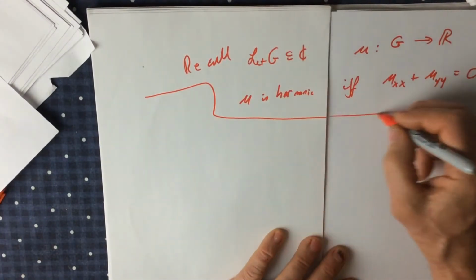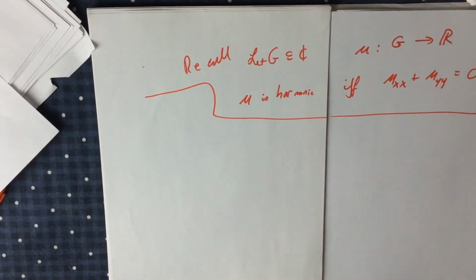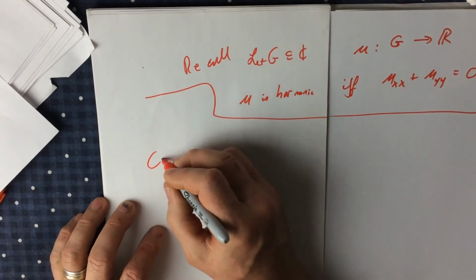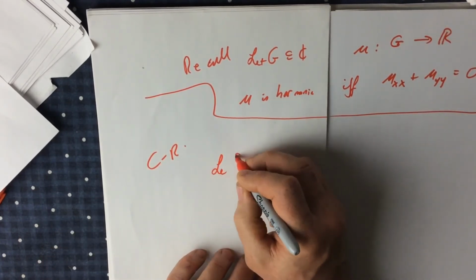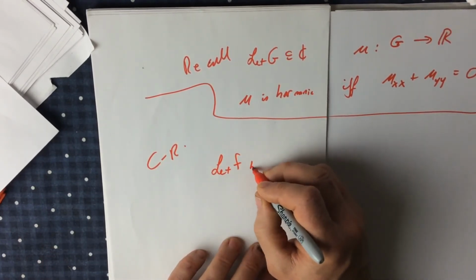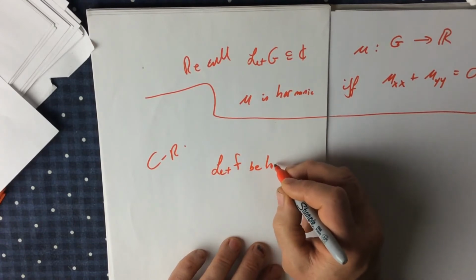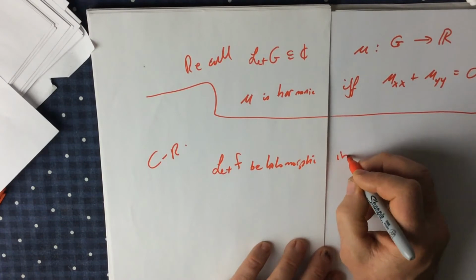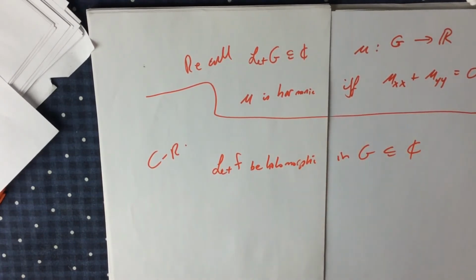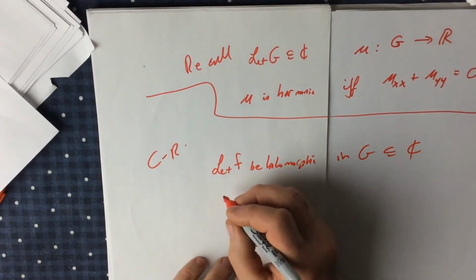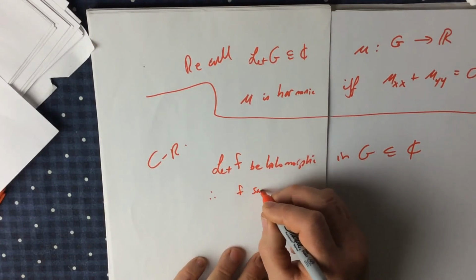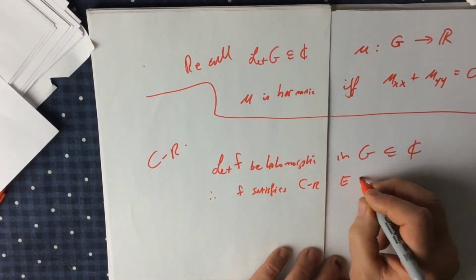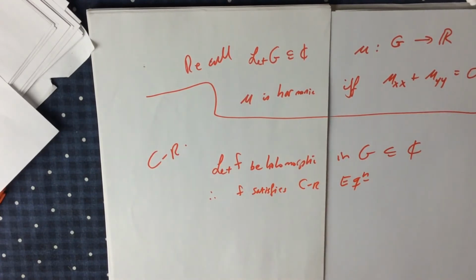Now, we saw these harmonic things. They came about from the Cauchy-Riemann equations, actually, as part of your homework. So let's recall the Cauchy-Riemann equations. Let f be holomorphic in G inside of the complex plane. Therefore, f satisfies the Cauchy-Riemann equations. This is exciting.